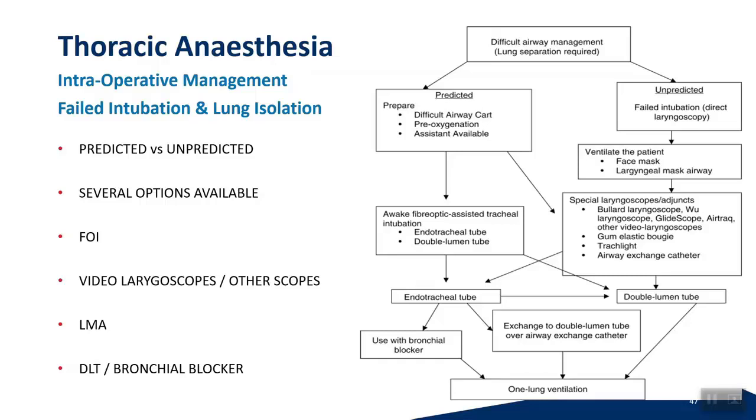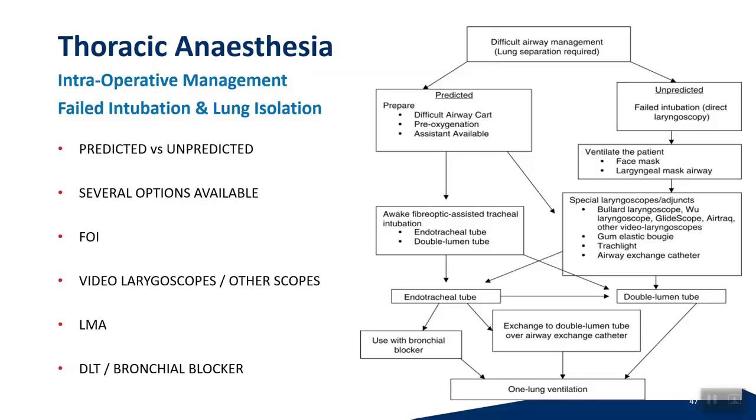Alternatively, either a CMAC or McGrath video laryngoscope can be used to visualize the glottis to facilitate intubation. Adjuncts such as a bougie or airway exchange catheter can aid intubation here. A single lumen tube with a bronchial blocker can be used. Alternatively, a DLT can also be used to achieve lung isolation.